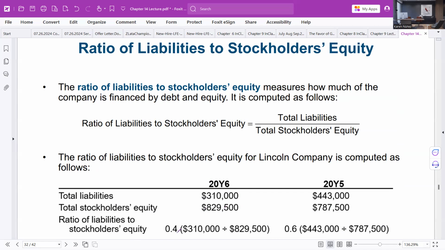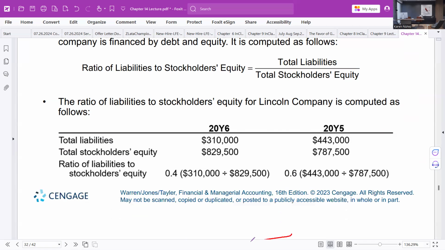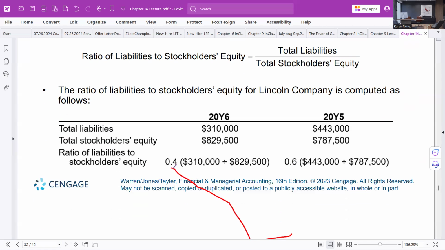That's a 0.4 ratio. And obviously less is better. We would want less. I want to minimize that debt, maximize the investment in equity. And you can see that's actually shrinking as we go from year five to year six.